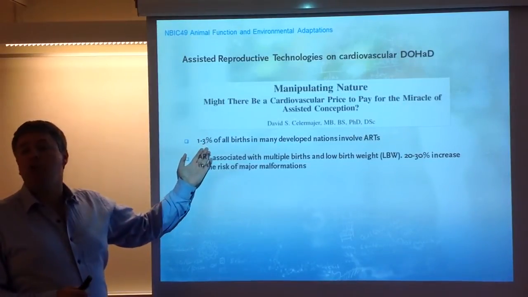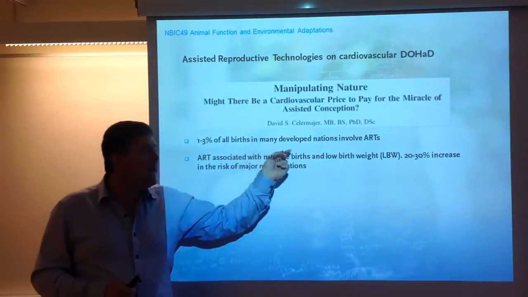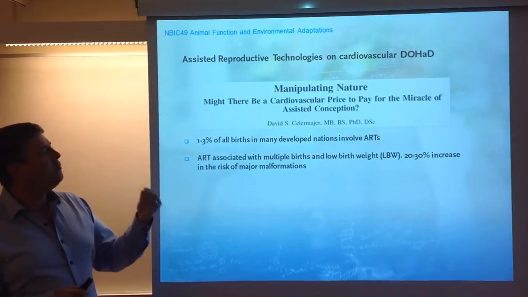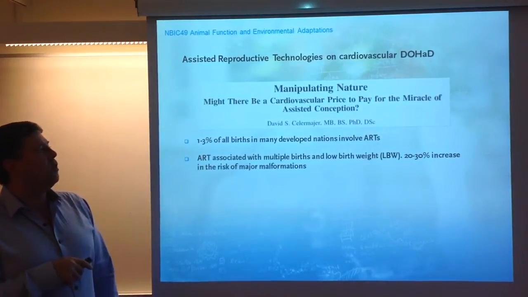And this is not a small number. 1 to 3% of all births in many developed nations are actually the result of one form or another of assisted reproductive technologies.